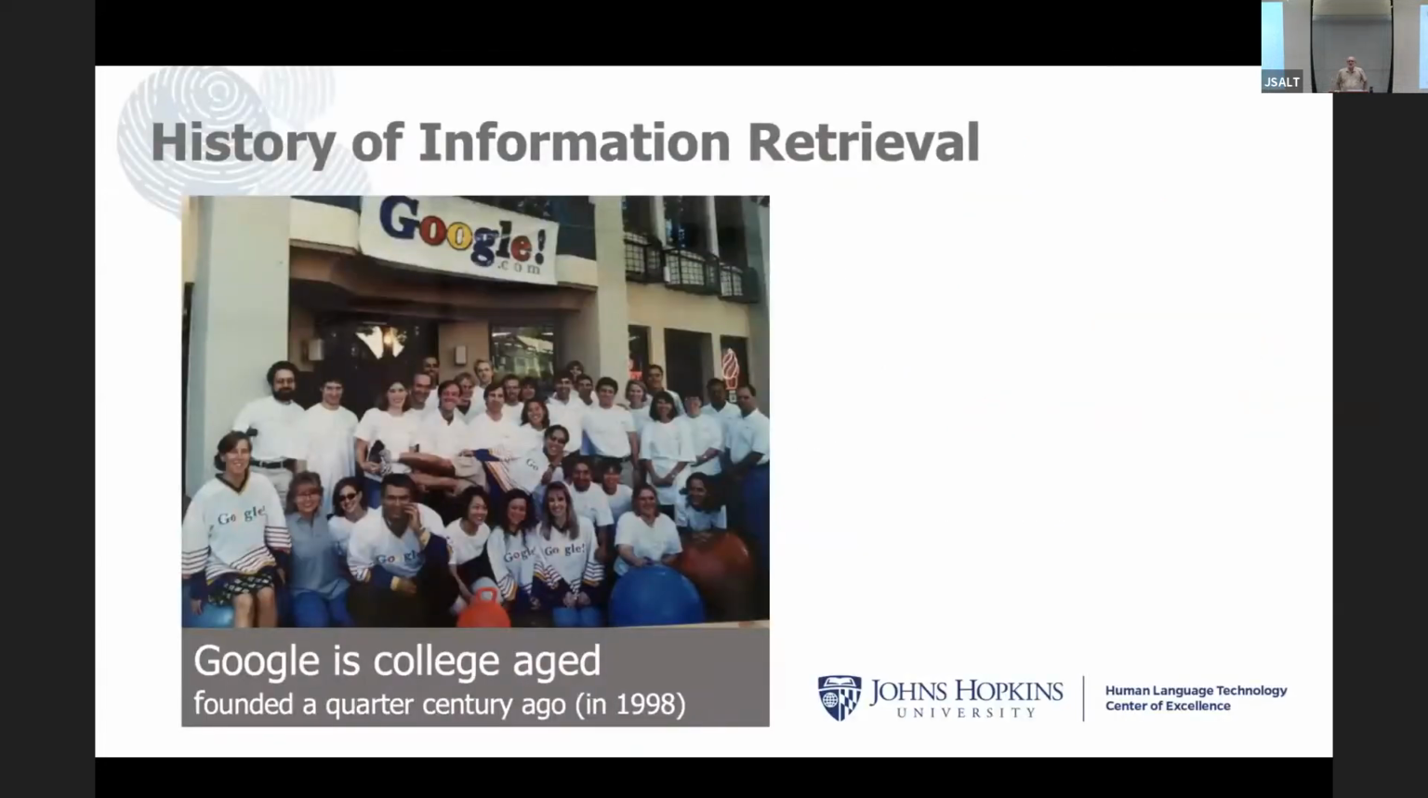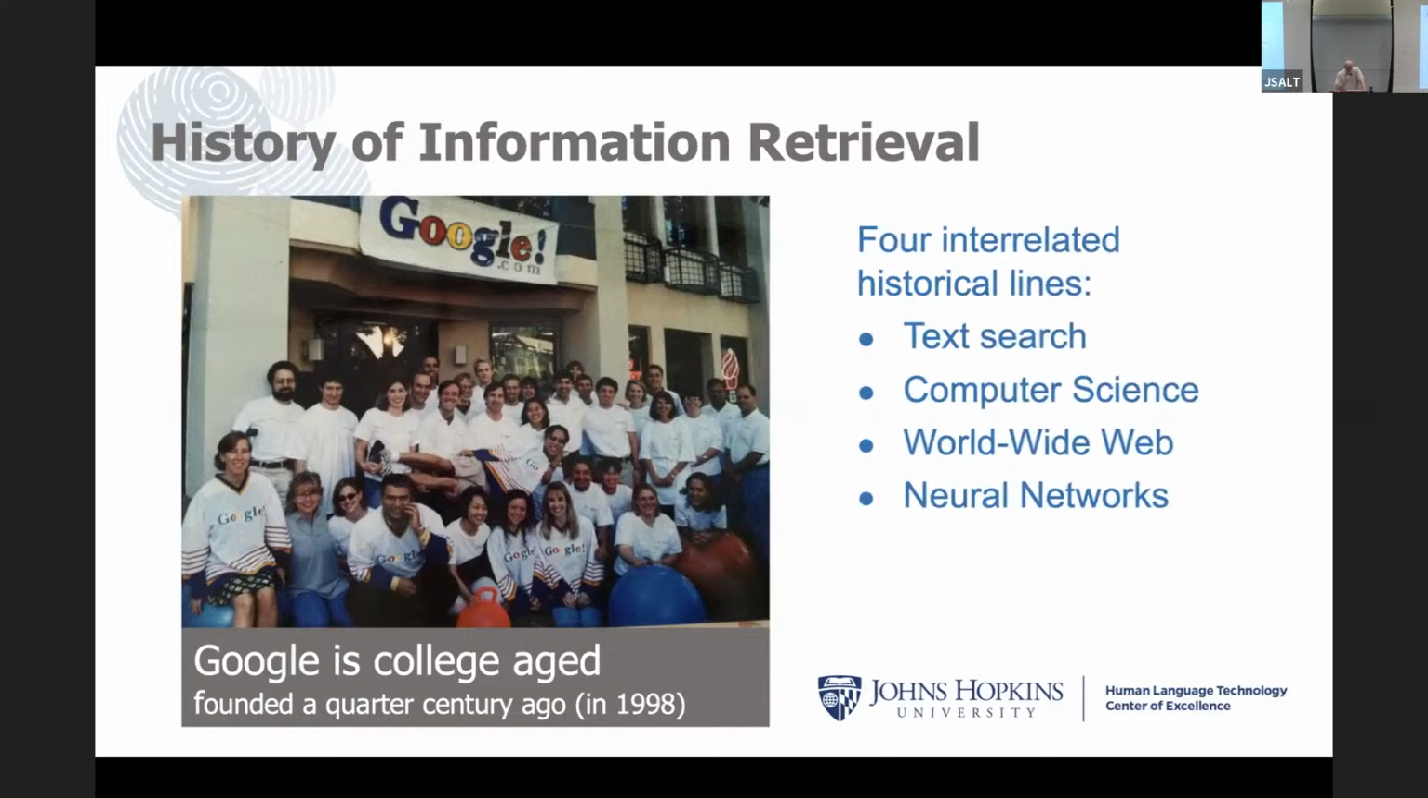Okay, so a lot of people think that information retrieval goes all the way back to the start of Google. For those of you who are younger than Google, that's not surprising, but there's a very long tale of history on information retrieval. And there are four related historical lines.